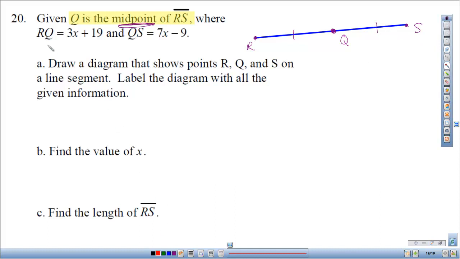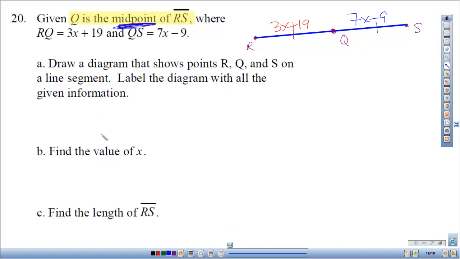So when they tell me that segment RQ has a length of 3x plus 19, and segment QS has a length of 7x minus 9, if I know what a midpoint does, I'll know that those two segments are congruent. So it says draw a diagram that shows points R, Q, and S, and label the diagram with all the given information. I've done that.